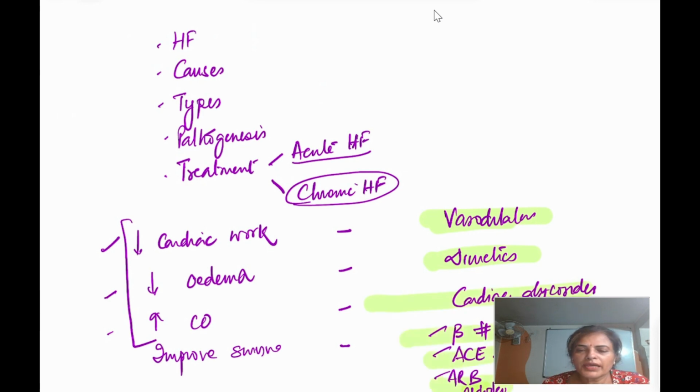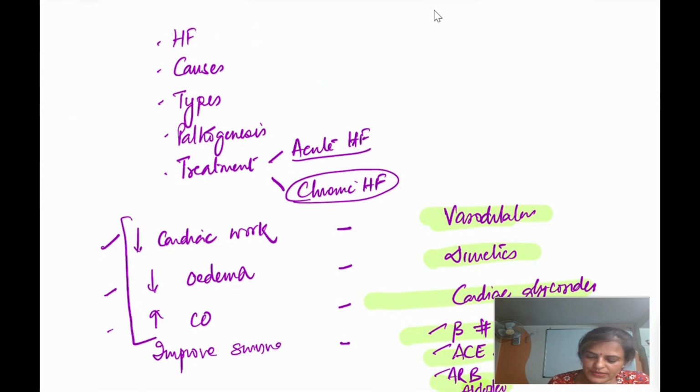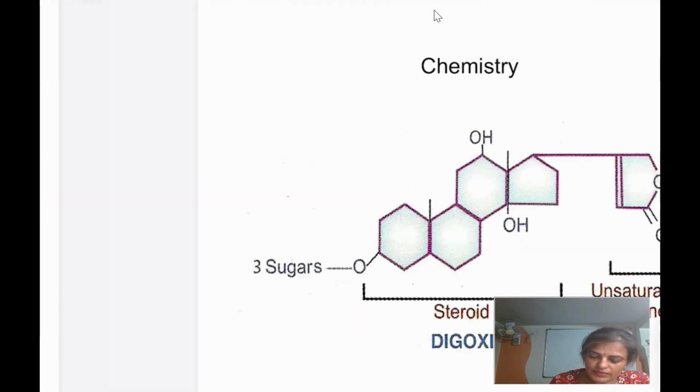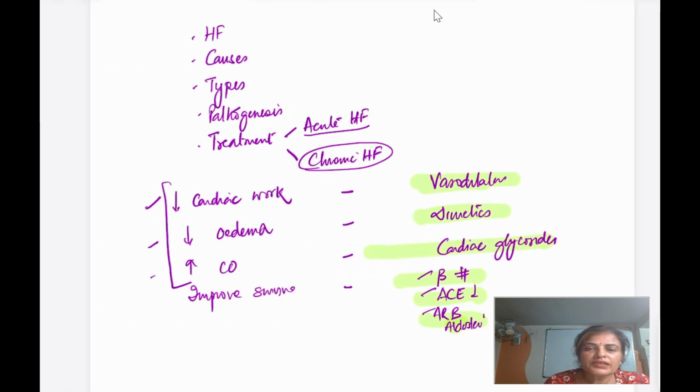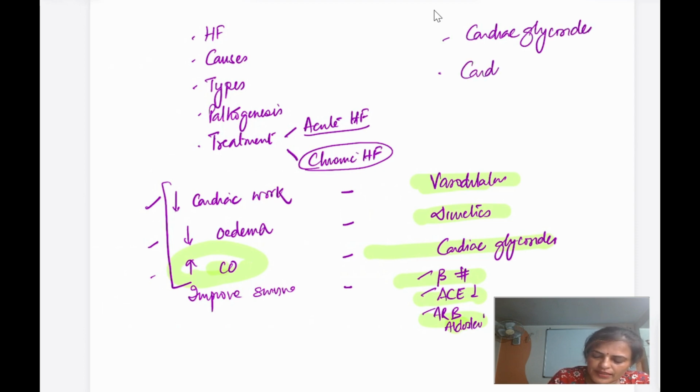Now coming to the cardiac glycosides. What are the cardiac glycosides? They also increase the cardiac output by improving the contractility. But how do they differ from the cardiac stimulants? They are two different drugs. One is cardiac glycosides, which I am going to take today, and another one is a cardiac stimulant, which you read under the autonomic nervous system also, like adrenaline.